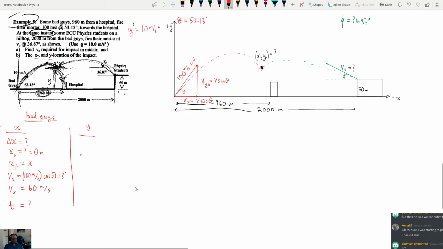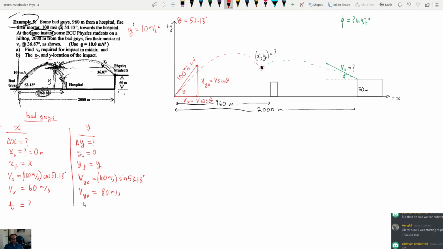Just use a little bar here to separate what we're doing. There's going to be delta y, which we don't know. We just know that they meet at some point. There's going to be y initial, which we do know, which is 0. There's going to be y final, which is what I'm just going to call y. There's going to be vy initial, which is going to be equal to 100 times the sine of 53.13. And if you calculate that, you should get 80.